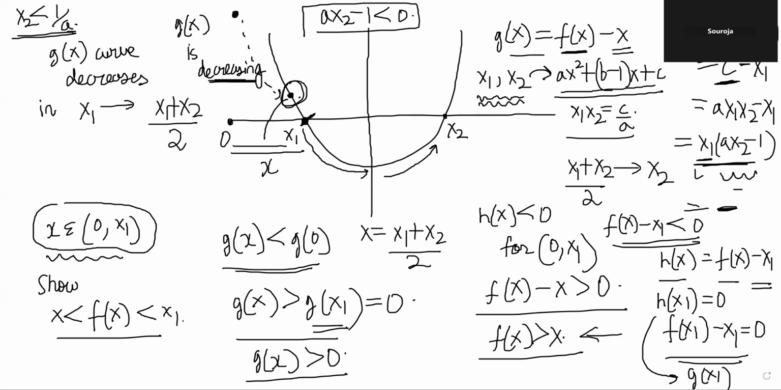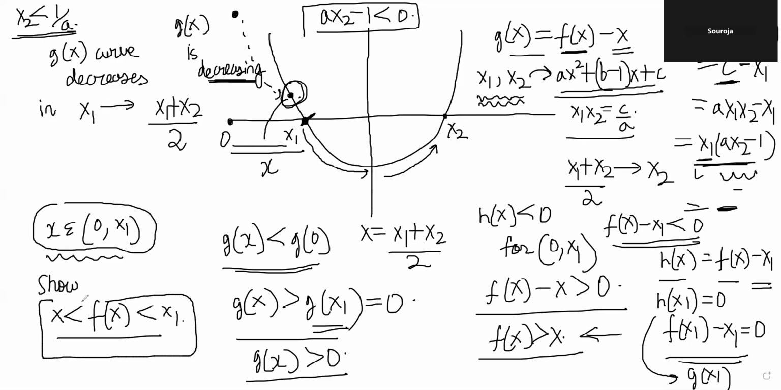Because we got a new function, h of x is f of x minus x1, and we showed that h of 0 is negative. We have proved basically that f of 0 minus x1 is negative. So f of 0 is less than x1.